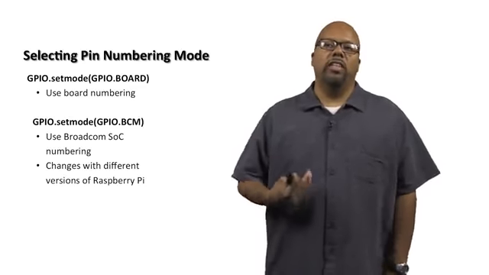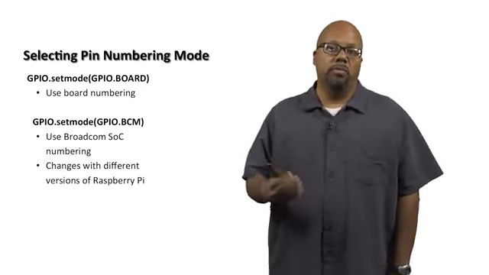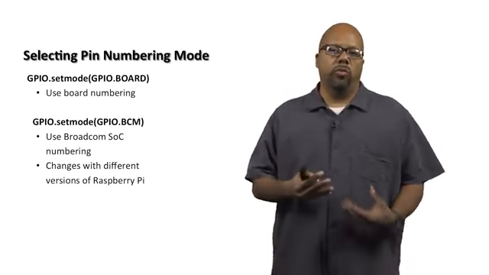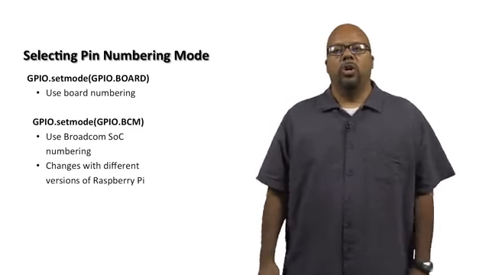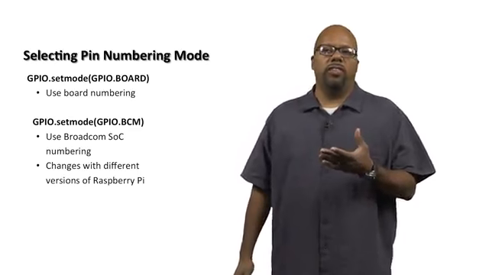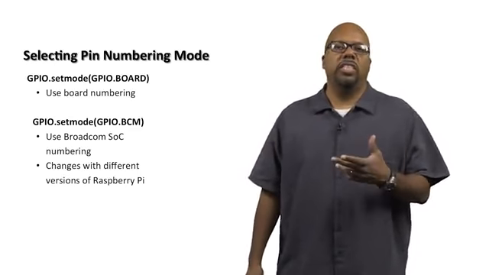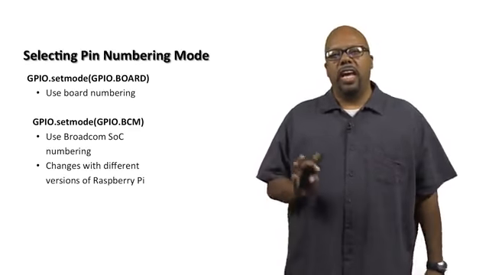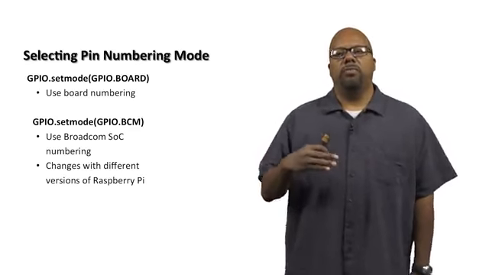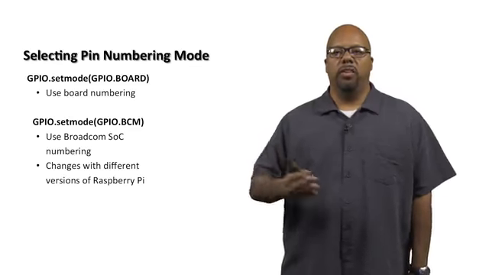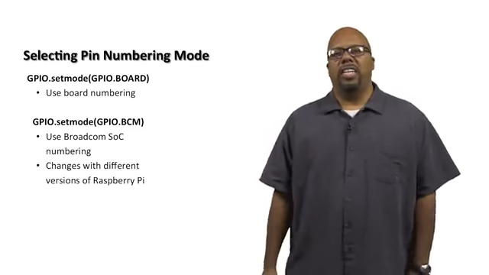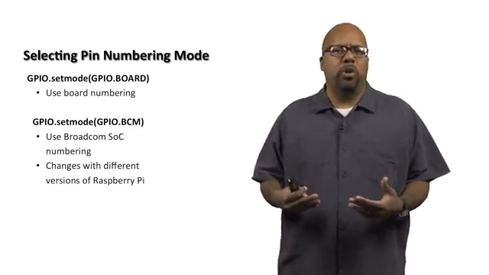Another numbering mode is the BCM mode, the Broadcom SoC numbering mode. Like I said, that's the number after the word GPIO on the pin name in the rectangles. You can use that too. You just give GPIO.BCM as the argument to setmode, and it'll use that numbering. The catch with that is that it can change from model to model of the Raspberry Pi. So we're going to end up using GPIO.BOARD, but note that you could use either numbering that you wanted to use.